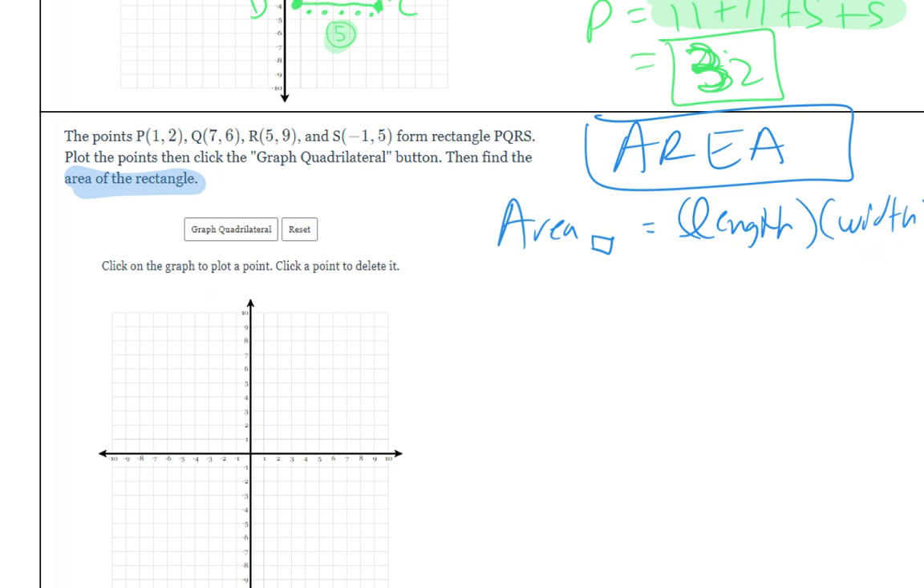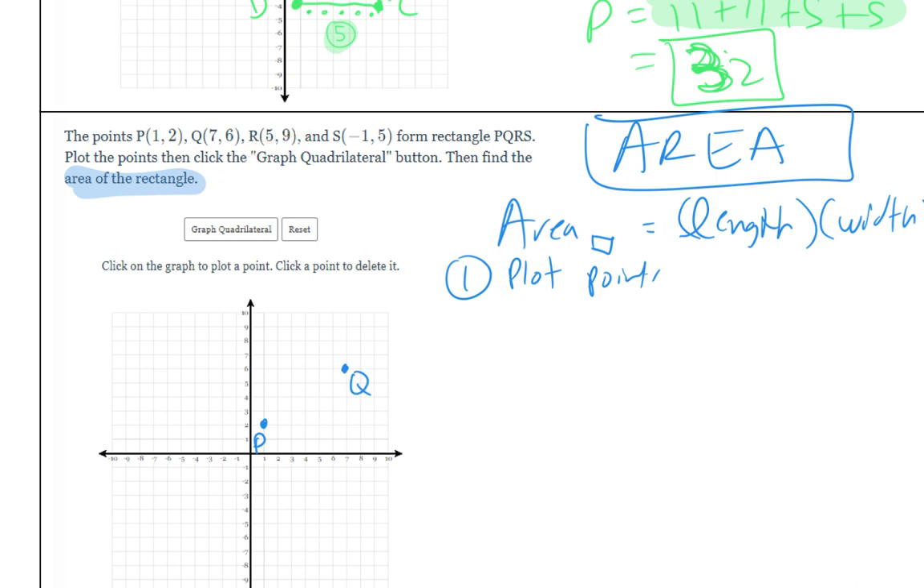So our first step is we're going to plot our points, okay? So let's go ahead and do that. First one is 1, 2, so that means 1 to the right, 2 up. Okay, our next one is 7, 6. So that means we're going to go 7 to the right and then 6 up, and so that's going to give us a point right over there. Okay, so that first one we're going to label as P. The second one we're going to label as Q.